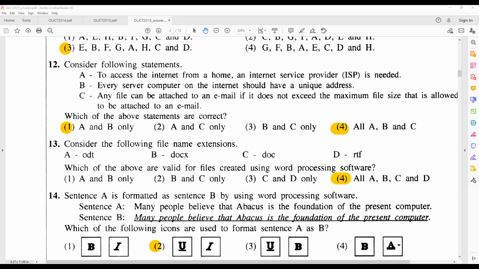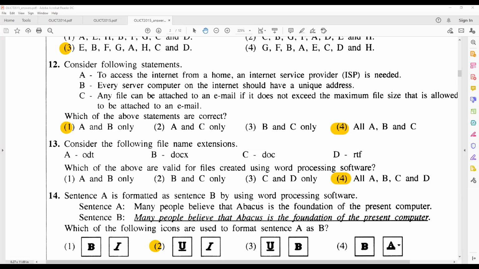So that year, actually, there were two answers given. Because sometimes you can't attach a file, you know, if the file contains viruses. So C is partially correct. Because of that, at that time they gave marks for two answers. That is the first one and the fourth one.